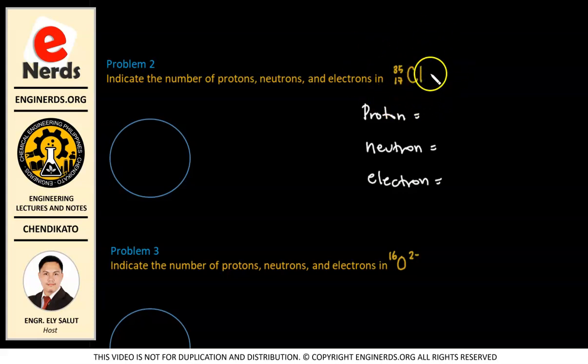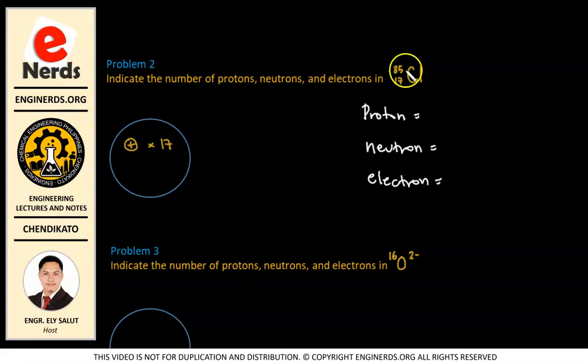We have an element chlorine, which has a superscript of 35 and subscript of 17. Okay, so we learned earlier that this subscript represents the atomic number, and the atomic number is equal to the number of protons inside our nucleus. So if we have an atomic number of 17, that means we have 17 protons here. Our protons are positively charged, so we have 17 of them inside our nucleus.